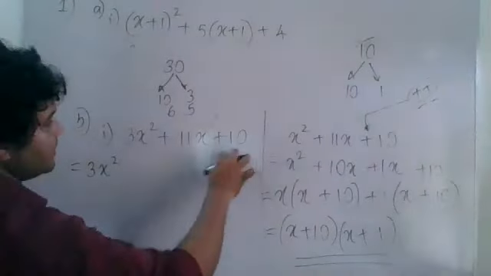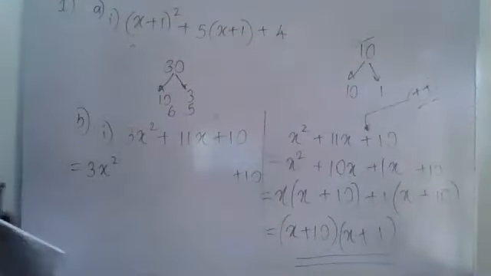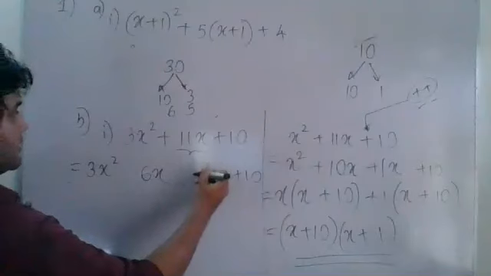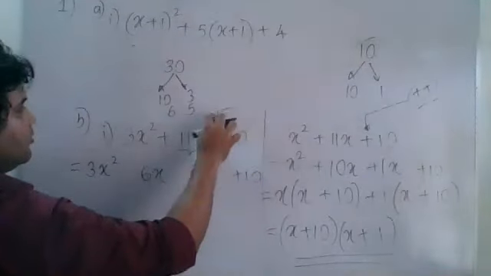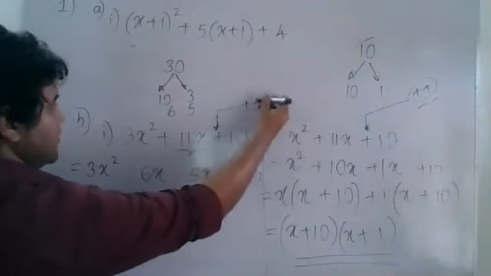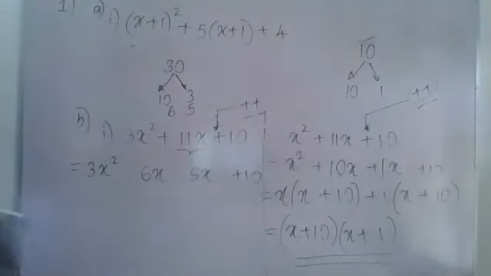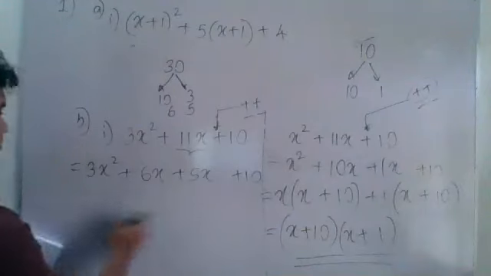3x squared plus 11x plus 10. Instead of this 11x, we can write 6x and 5x. And according to the sign of the last term being plus, we have to write plus plus, or minus minus. Then we write plus plus.